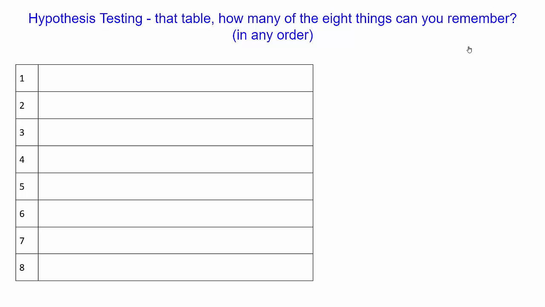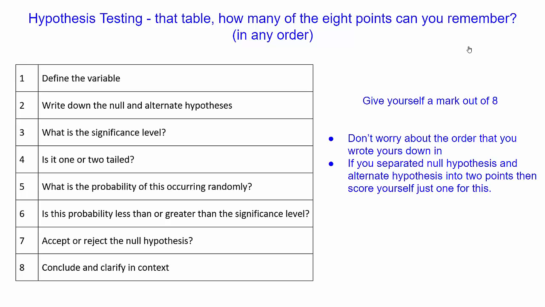Hypothesis testing. How many of the 8 things can you remember from that table that you wrote down? Try and fill this in as best you can. Don't worry if you get the order mixed up here. So your answers here are these ones here. Can you give yourself a mark out of 8 for those that you got right? If you separated the state the null hypothesis and state the alternative hypothesis into 2 points, then actually they just go as 1. So you just give yourself 1 point for that. Again, don't worry about the order.